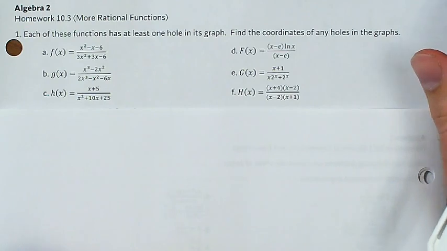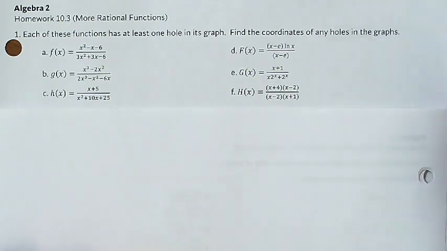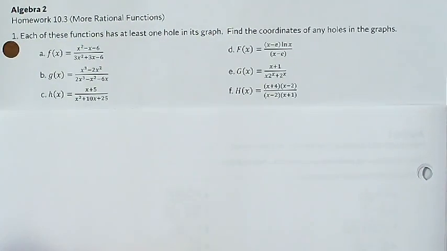What it's going to involve is factoring the numerator and the denominator and canceling off anything that's common to both. Whatever x value would cause the canceled terms to equal 0, that'll be the x coordinate of our hole, and we'll plug that x coordinate into whatever's left to get the y coordinate.